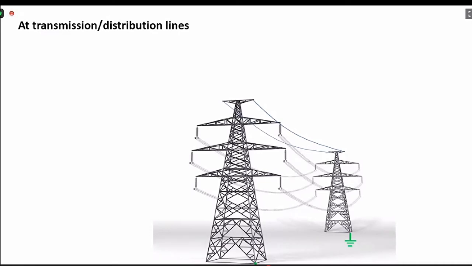Let me show you with a very simple animation. Look at it. I hope that you got the idea. Now consider that there is a transmission line. For simplicity, I took only two towers. This extends all the way. If lightning strikes one of the towers, then the bulk of the current will be grounded through the earthing system of that tower.